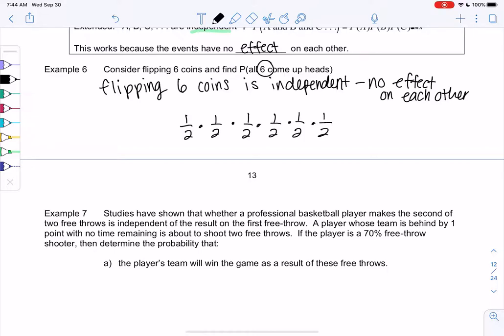This is different than the freshman and sophomore because the total's not changing, right? It's 1/2 every single time. So that's what that rule's telling me. And so what I would do is 2 to the 6, because there's 6 of them. So it would be 1 over 64, because it's 2 times 2 times 2 times 2 times 2 times 2. And 1 over 64 is 0.0156. So it's a pretty small percent chance, but that's because we need 6 things to happen.